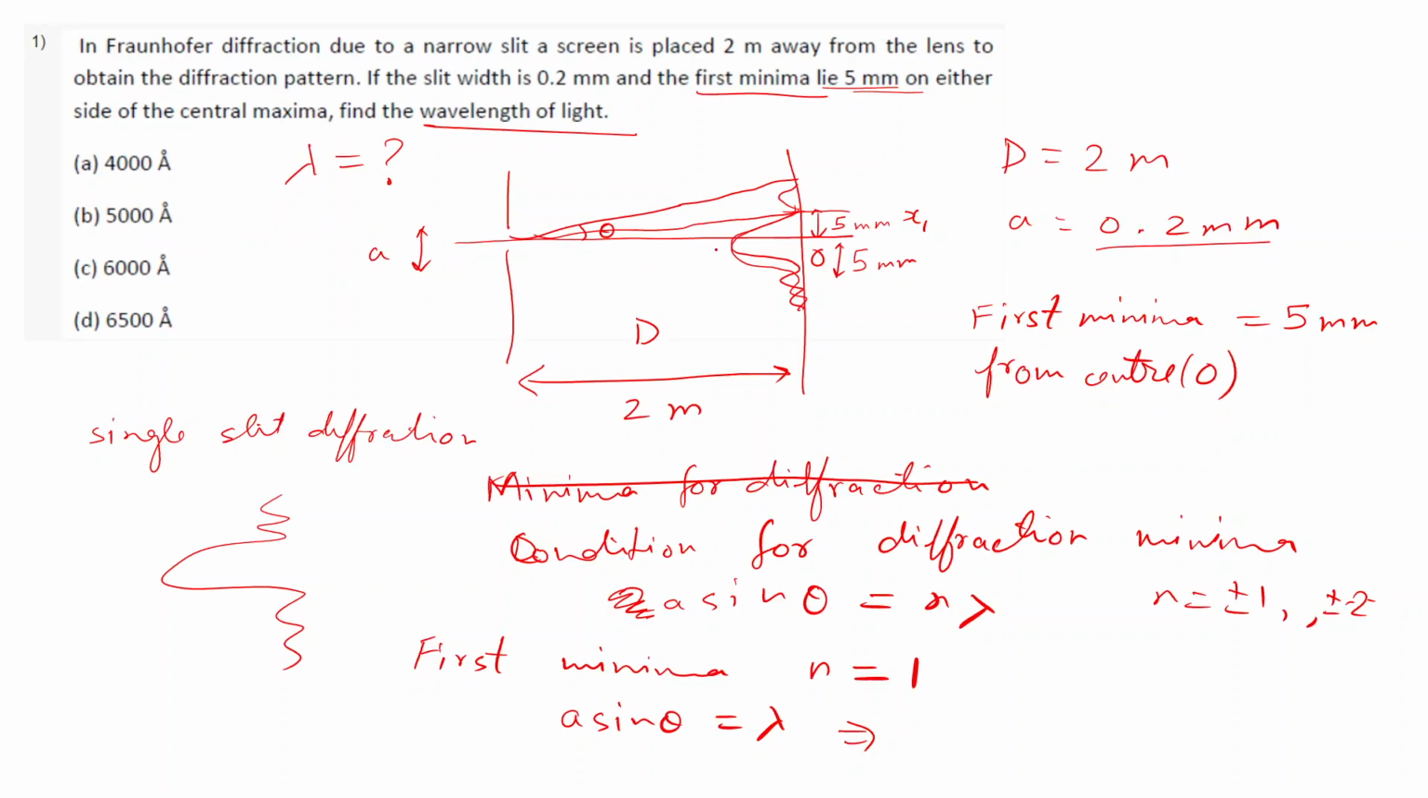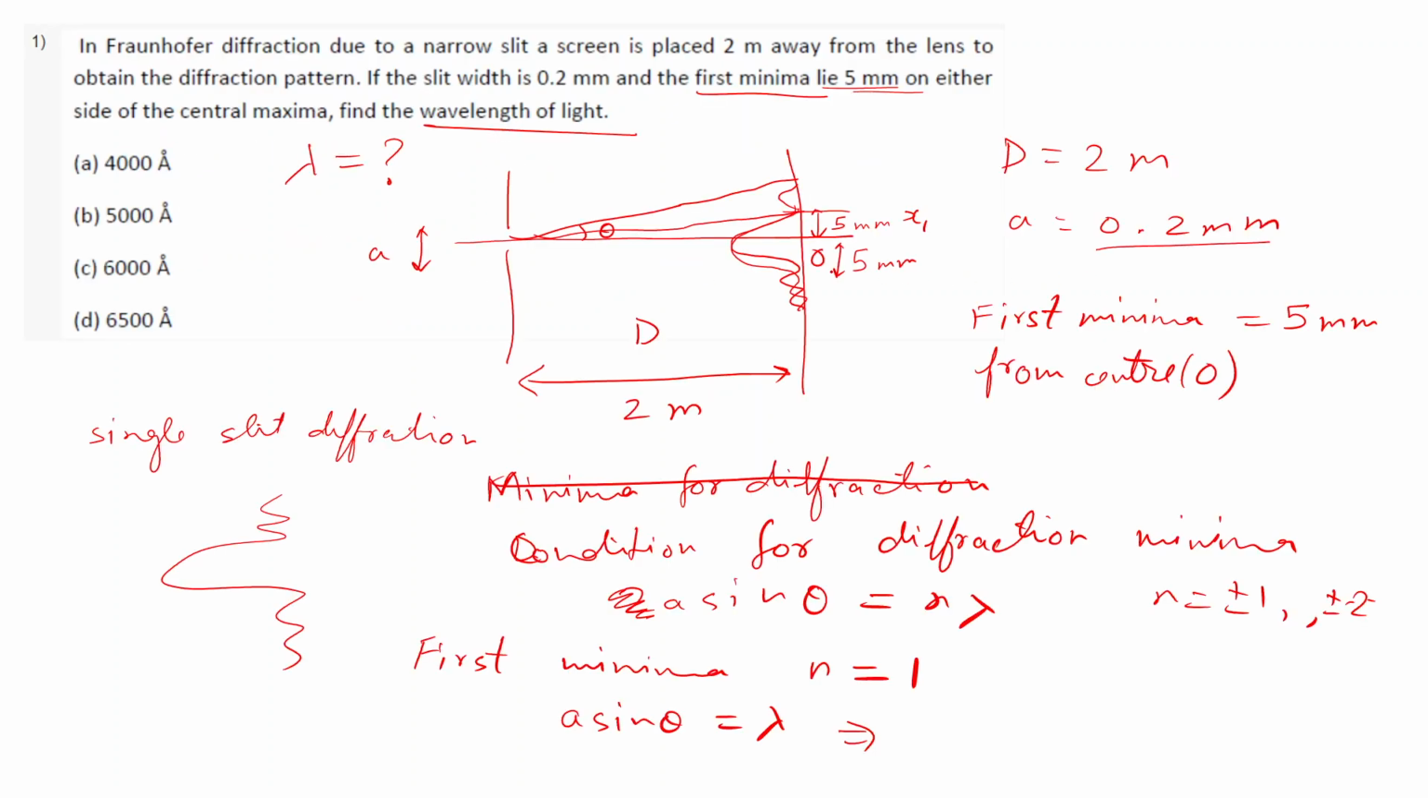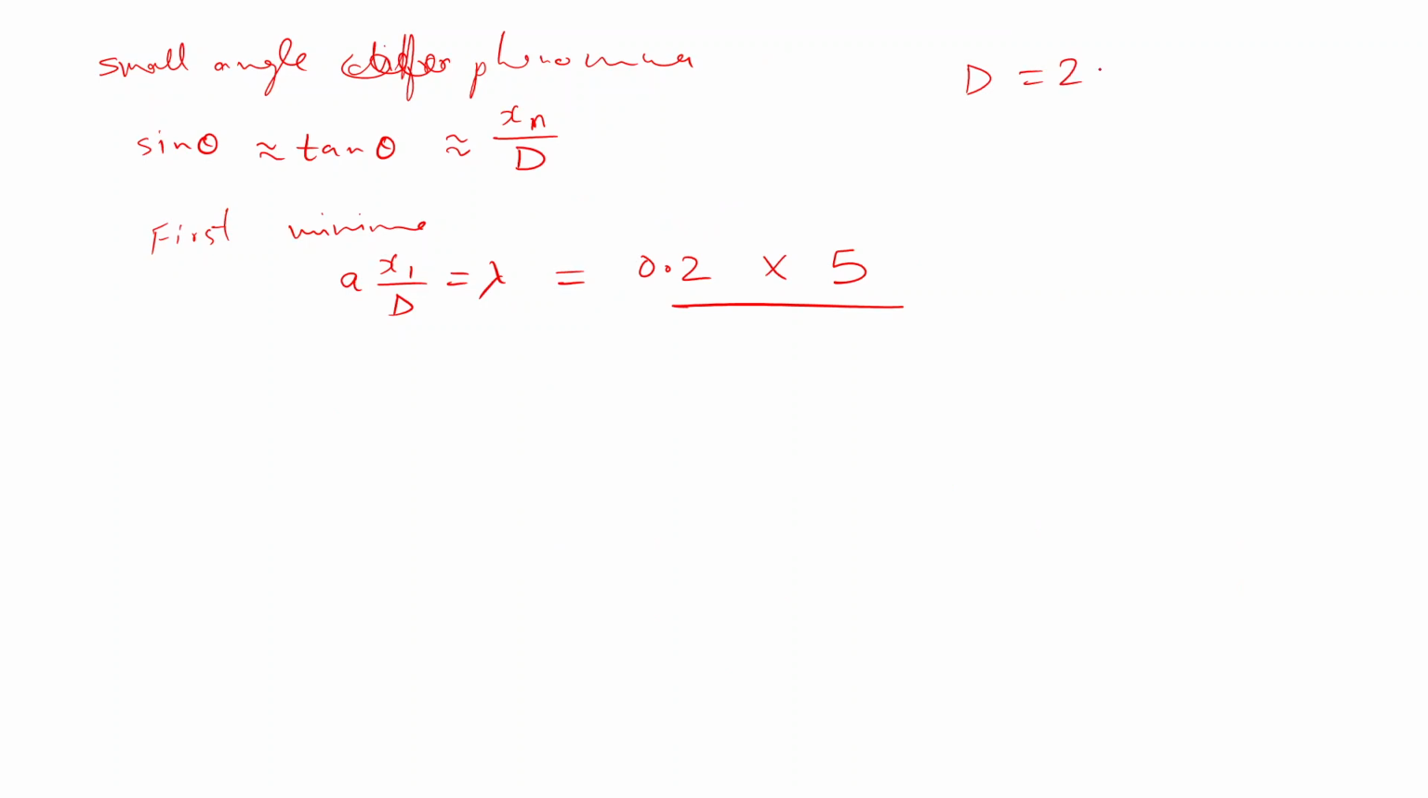Our answer is in angstrom, but we have to convert everything into one unit. So a is 0.2 millimeter, x1 is 5 millimeter, D is 2 meters. Let's convert this also into millimeter. So 2 meter into millimeter will be 1000 millimeter, I think. Yes, so it will be 2000 millimeter.